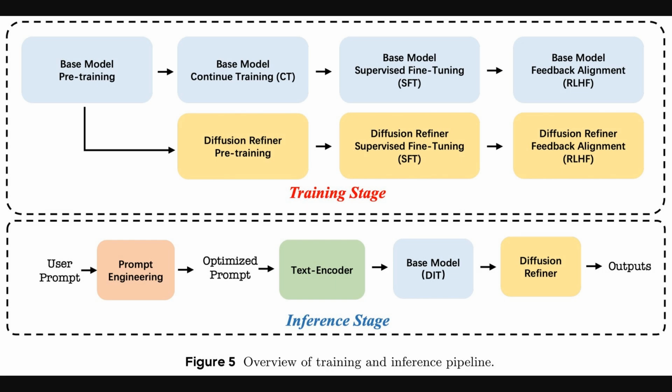So once that high-quality data is ready, this next diagram shows us how it's used in the model's training and inference pipeline. The top part shows the training stage, which has two parallel tracks. The main base model is refined through stages like supervised fine-tuning, or SFT, which is where the model is further trained on a smaller, curated dataset, and then aligned with human preferences. In parallel, a diffusion refiner is trained to upscale and enhance the video. The bottom part then shows the inference stage, how a user's prompt is optimized and fed through the trained model to generate the final, high-resolution output.